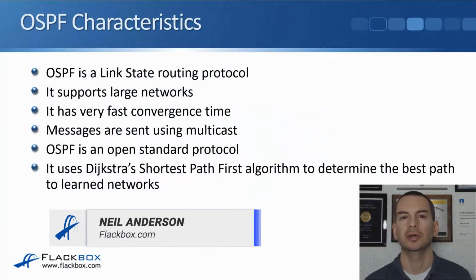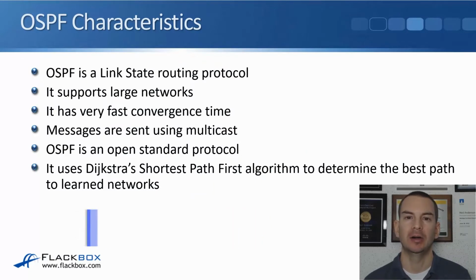In this lecture, you'll learn about the characteristics of OSPF, and I'll also do a comparison with our other interior gateway routing protocols of RIP and EIGRP. So OSPF stands for Open Shortest Path First. It's a link state routing protocol as opposed to the distance vector routing protocols of RIP and EIGRP. Like EIGRP, it supports large networks and has very fast convergence time. Messages are sent using multicast rather than broadcast, so it's more efficient.